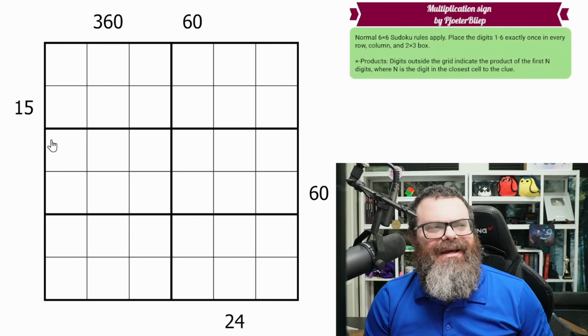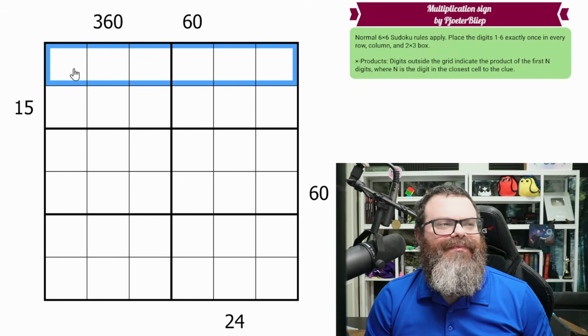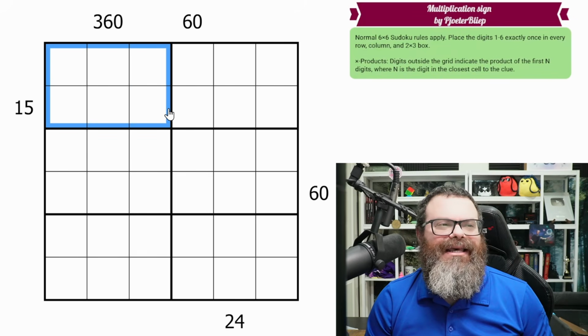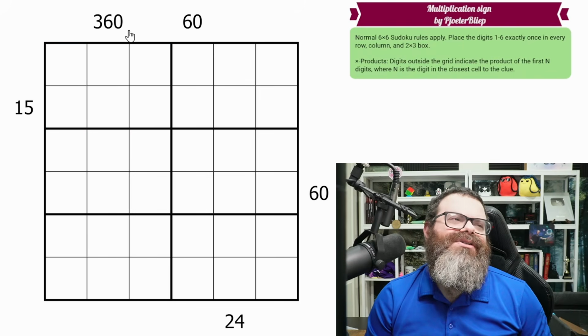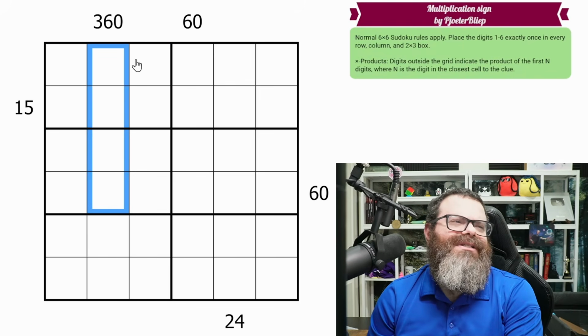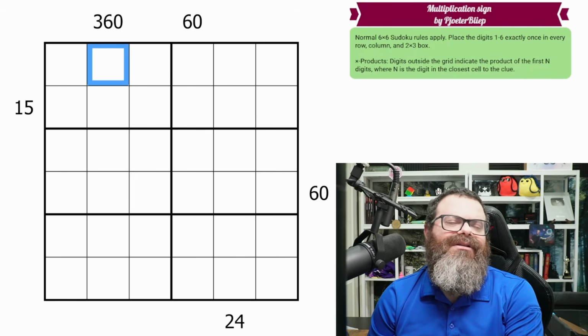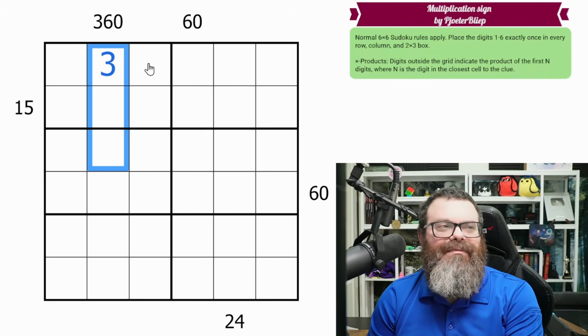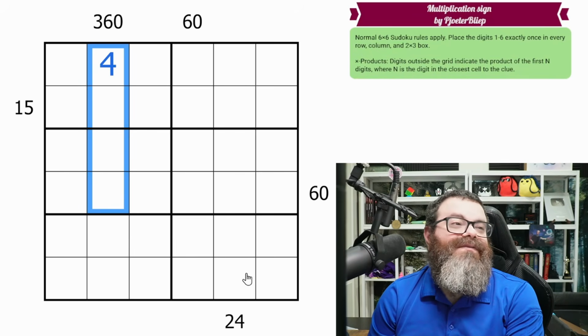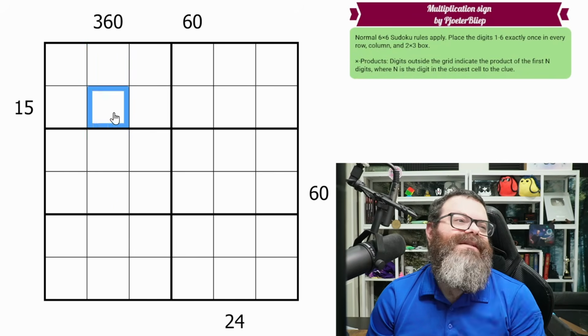So we have normal 6x6 Sudoku rules. That means in each row, each column, and each 2x3 box, we are placing the digits 1 to 6 exactly once each. We also have these numbers outside the grid. They are the product of the first n digits in its row or column, where n is the closest digit. So if this was a 3, that would mean these 3 multiply to 360. And if this was 4, then these 4 would multiply to 360. And that's it. Those are the rules.